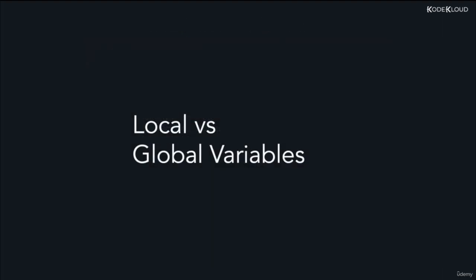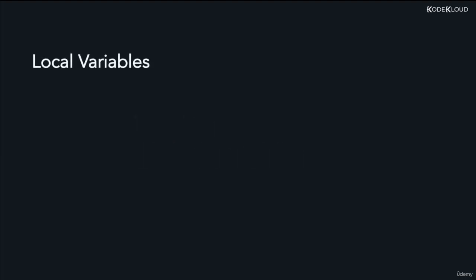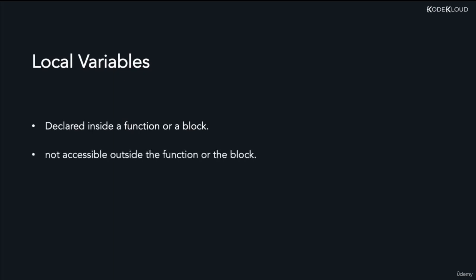Now we've understood how variable scope works in terms of blocks. However, scope rules can also be determined based on where the variables are declared. We have two kinds of such variables, local and global variables. Talking about local variables, they are variables that are declared inside a function or a block and are termed as local variables. These are not accessible outside the function or block. And these variables can also be declared inside looping or conditional statements.